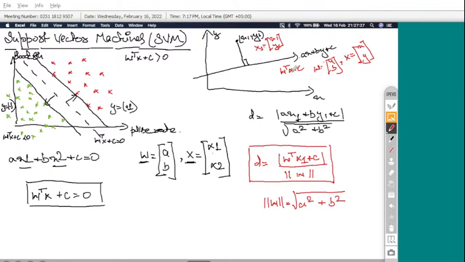Perfect. Now, if this ax plus by plus c we represent in vector form, that is w transpose x plus c, where w will be an a, b matrix and x will be an x, y matrix, and there is an x1 vector or x1 matrix that has the coordinates x1 and y1. So we can write the distance formula like this, where norm of w will be the square root of a square plus b square. Okay? Clear?